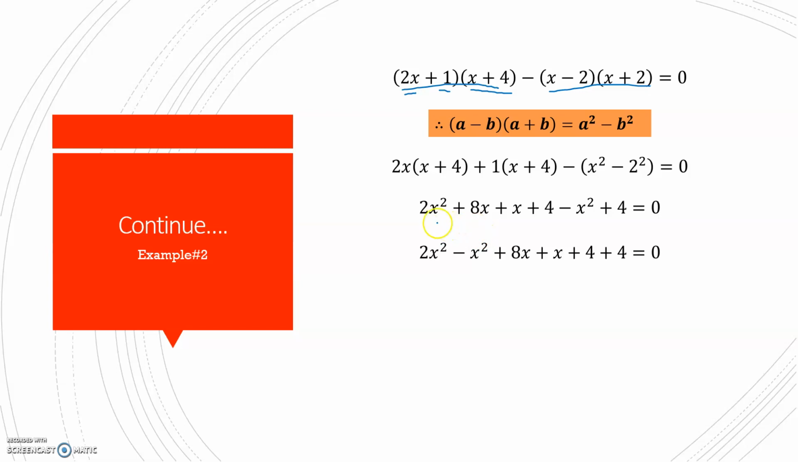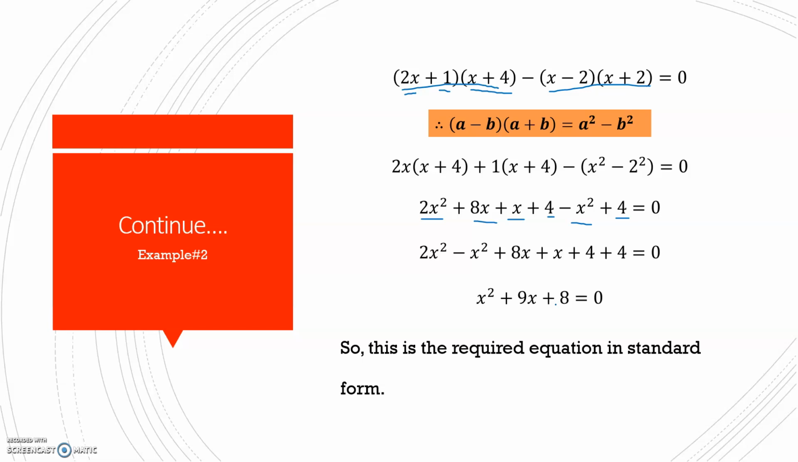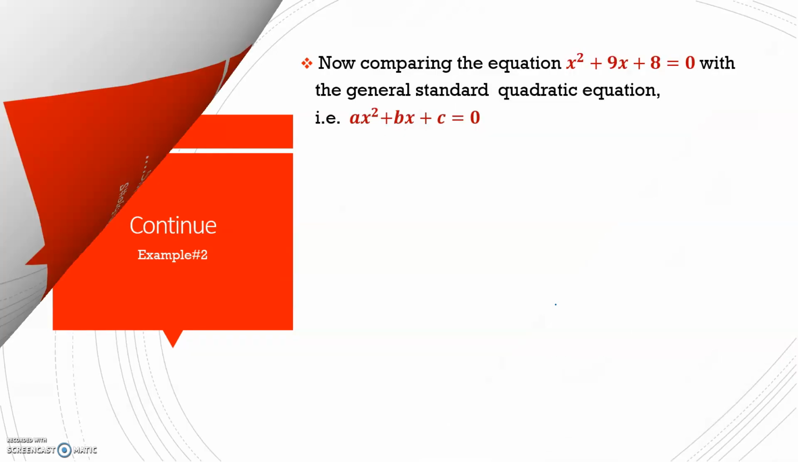Now we will rearrange the like terms. Here 2x² and −x² are like terms, 8x plus x are like terms, plus 4 and plus 4 are like terms as well as constant terms. So after simplifying the like terms, we will get x² + 9x + 8 = 0. This is the required equation in the standard form.